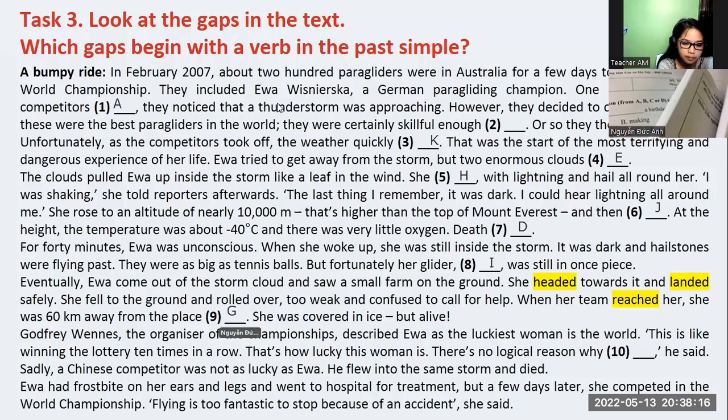She was covered in ice but alive. The organizer of the championship described her as the luckiest woman in the world. This is like winning the lottery 10 times in a row. That's how lucky this woman is. There is no logical reason why she got away with it, he said.